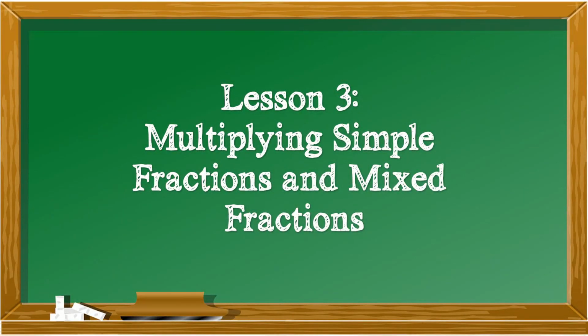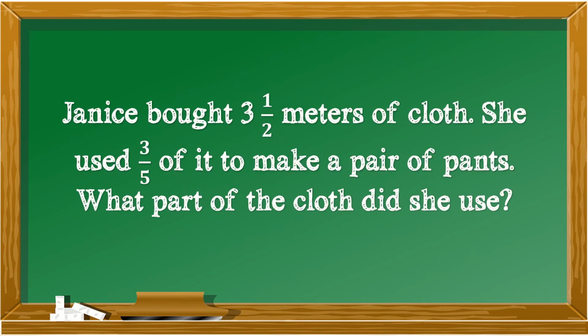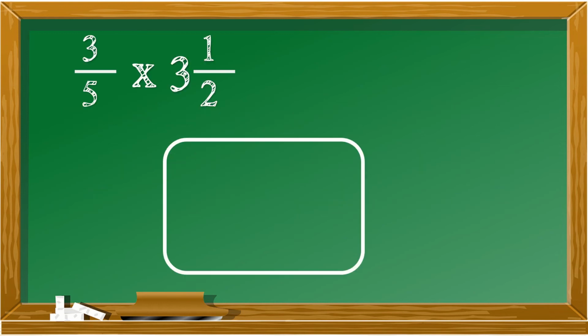Lesson 3. Multiplying simple fractions and mixed fractions. Janice bought 3 1/2 meters of cloth. She used 3/4 of it to make a pair of pants. What part of the cloth did she use? Again, we will multiply 3/4 by 3 1/2. But 3 1/2 is a mixed number or mixed fraction. We have to change this first into an improper fraction before multiplying.